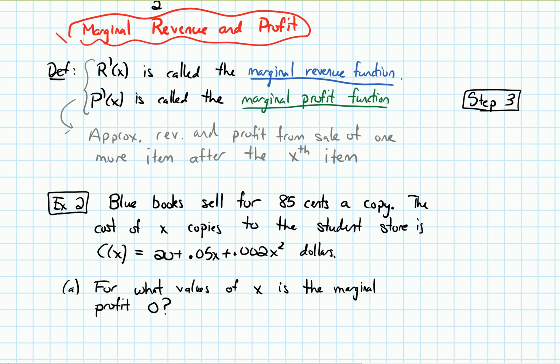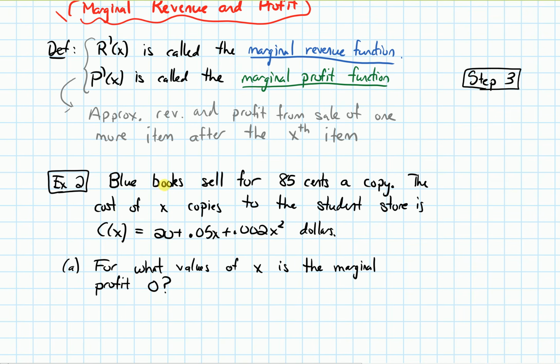Alrighty, so let's do an example. Blue books sell for 85 cents a copy. The cost of x copies to the student store is C of x equals 20 plus 0.05x plus 0.002x squared dollars. In part A, it's asking for what values of x is the marginal profit 0.